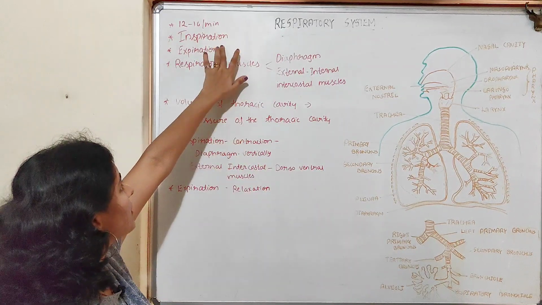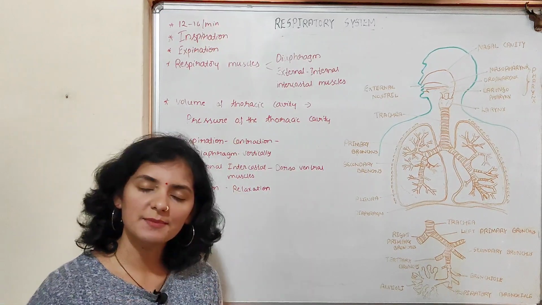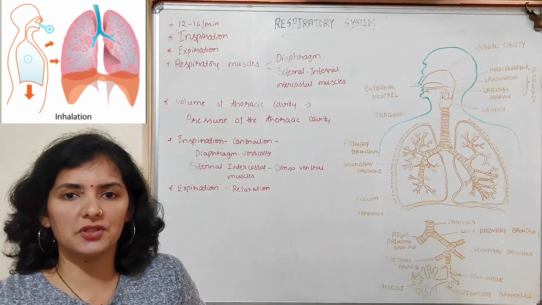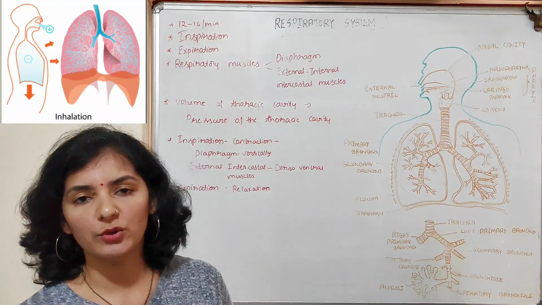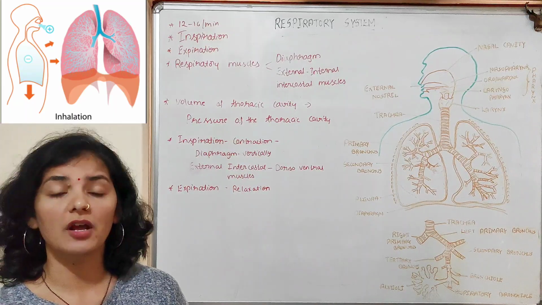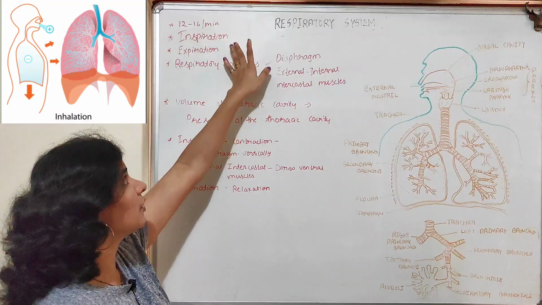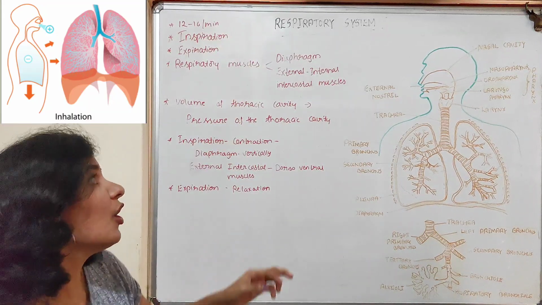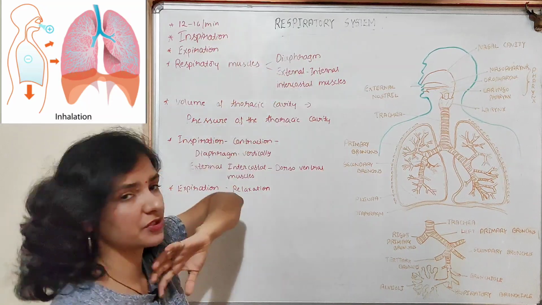First we'll learn about the first step, that is inspiration, which is also known as inhalation. Inspiration or inhalation takes place when the intrapulmonary pressure, that is pressure inside the lung, is way less when compared to atmospheric pressure, or when there is a negative pressure inside the lung. And this inhalation begins with the contraction of diaphragm and external intercostal muscle.